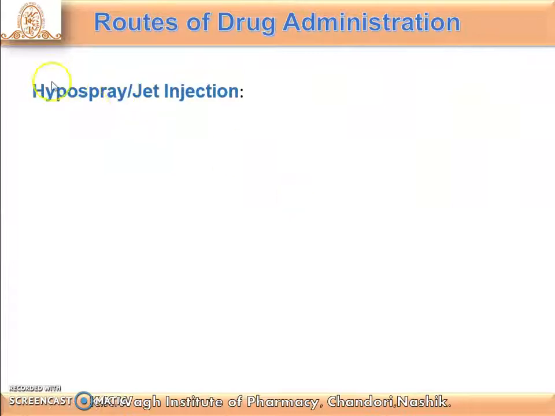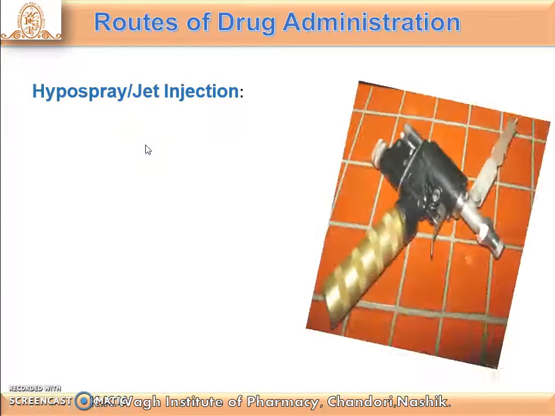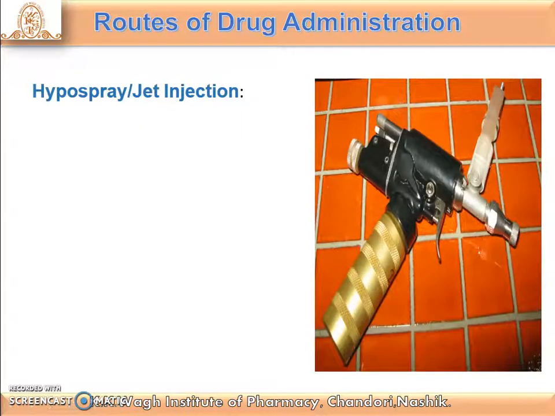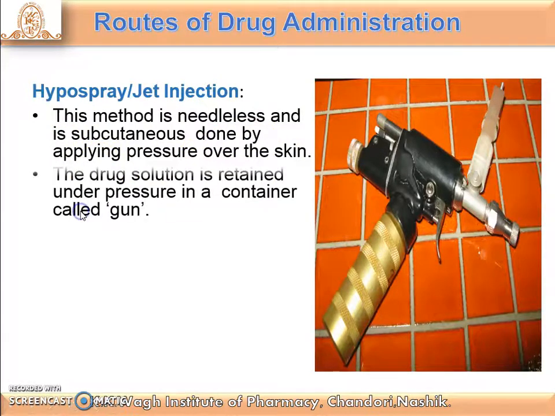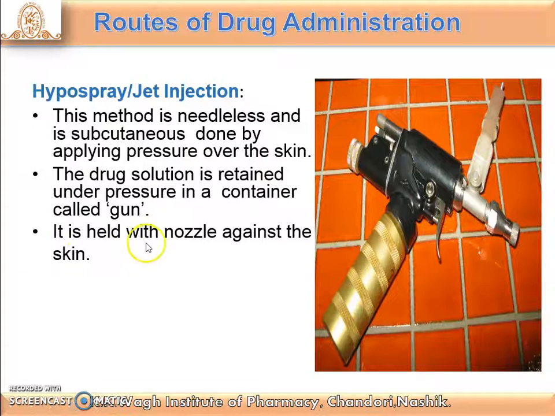Then the hypospray or jet spray is an example of subcutaneous injection. This type of new equipment can also be used. This is the hypospray or jet injection gun. This method is needleless, and the subcutaneous injection is done by applying pressure over the skin. Drug solution is retained under pressure in a container called a gun. Then this is held with the nozzle against the skin.